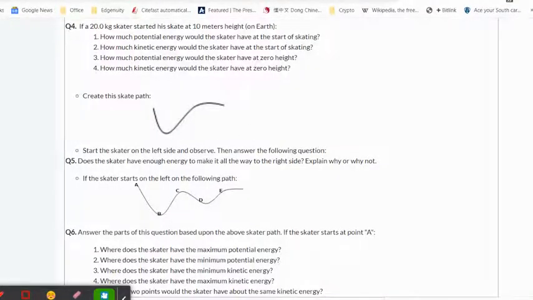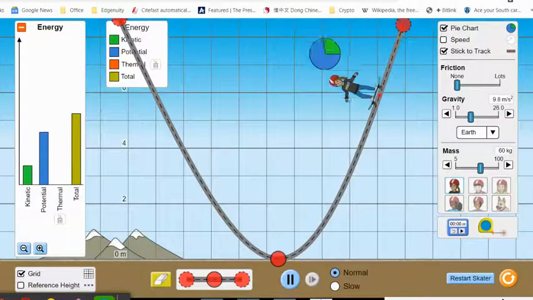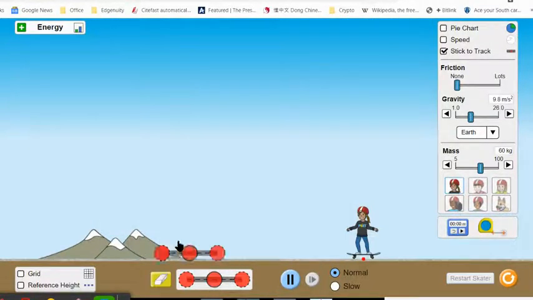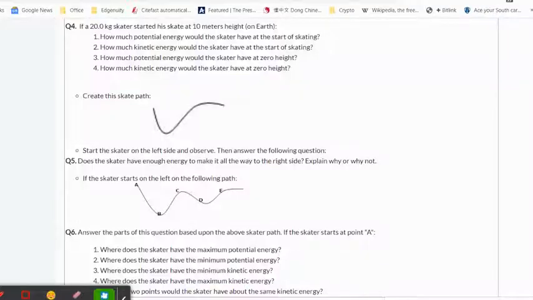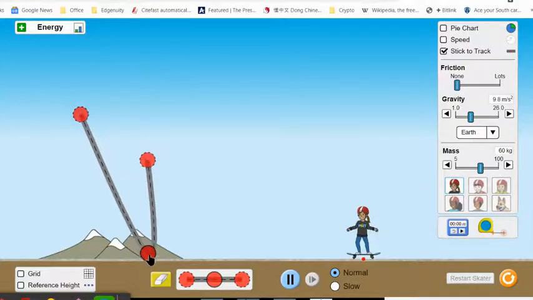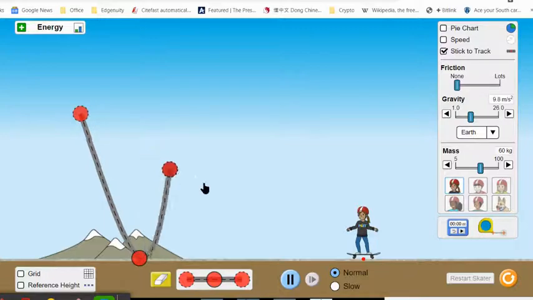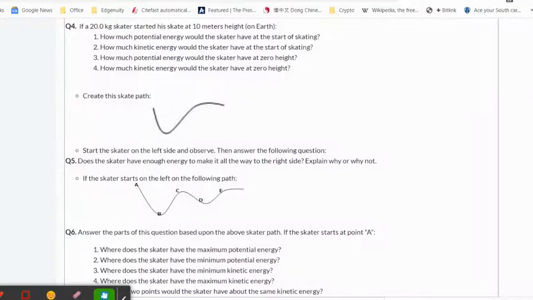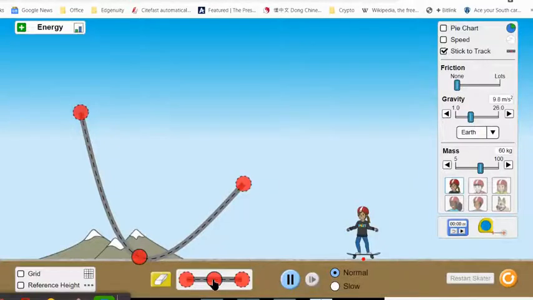So let's try to create this path. Let's see if we're successful. Let's reset it. Let's see what it looks like again. Okay, and it goes up higher.